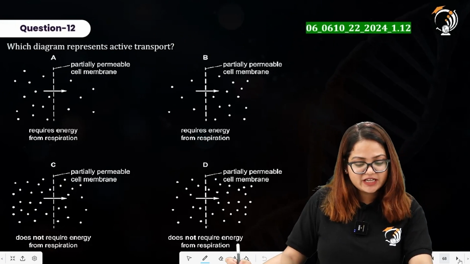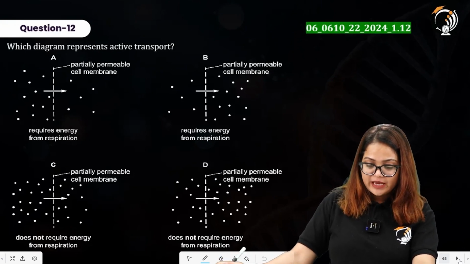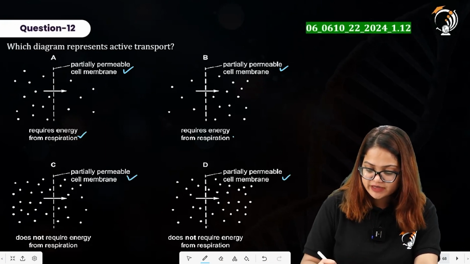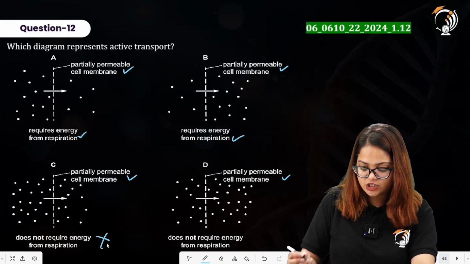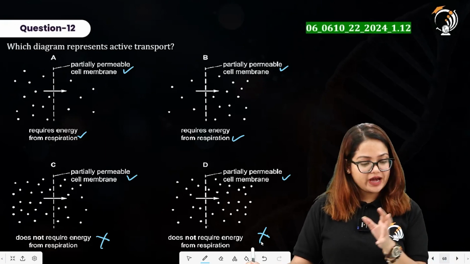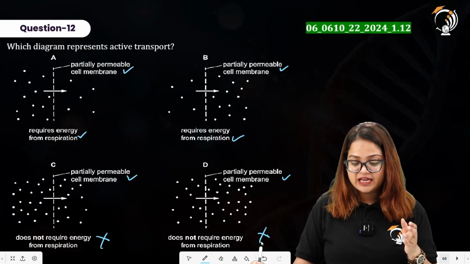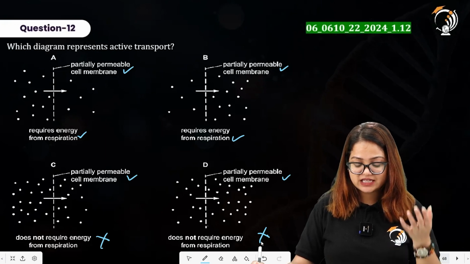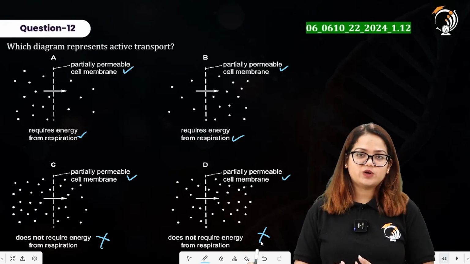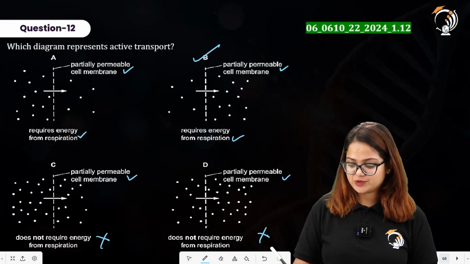Question number 12 has a diagrammatic representation, and we have to select which option represents active transport. Partially permeable cell membrane should be there. It requires energy from respiration, yes. So we will eliminate option C and option D. The molecules move from a low concentration region to a high concentration region. In options A and B, option B has few molecules on the left-hand side and the molecules are moving towards the right that already has a high concentration of solutes. So B represents the right diagrammatic representation for active transport.